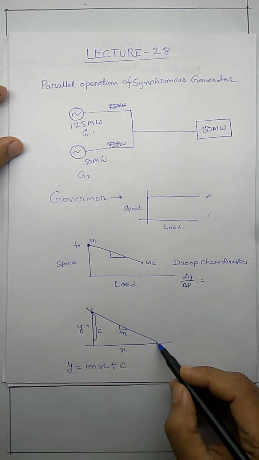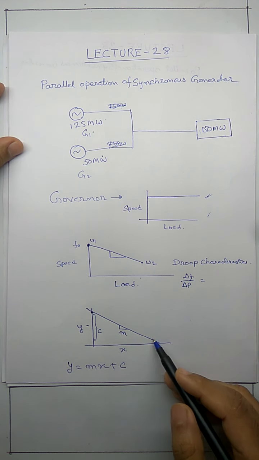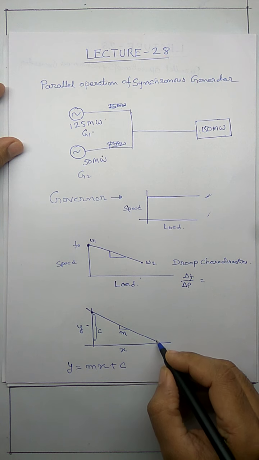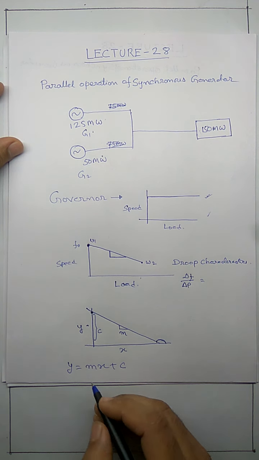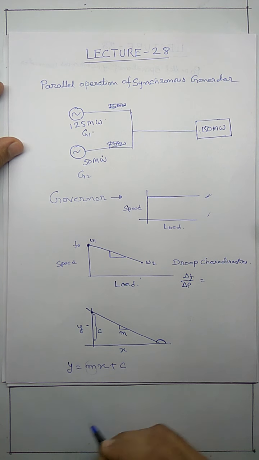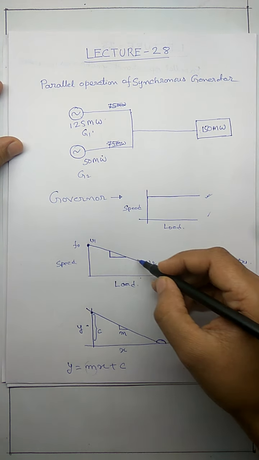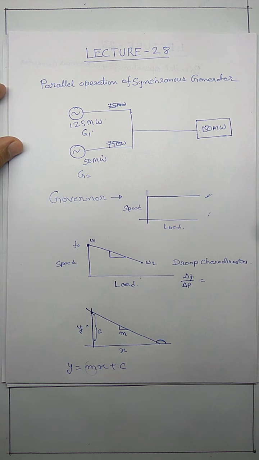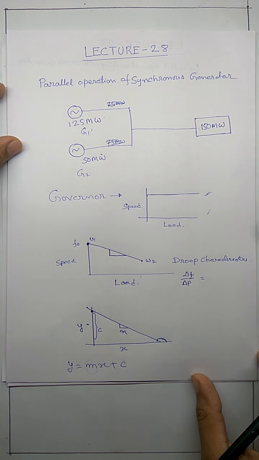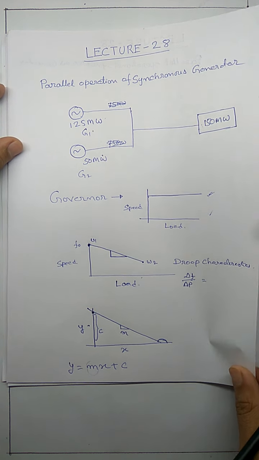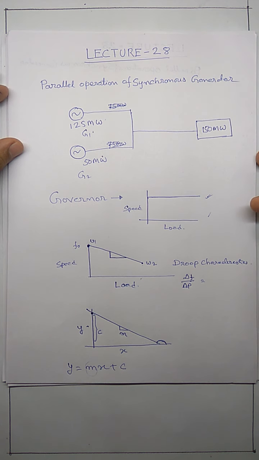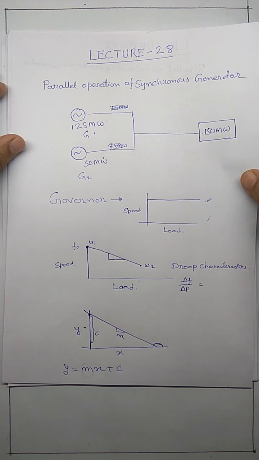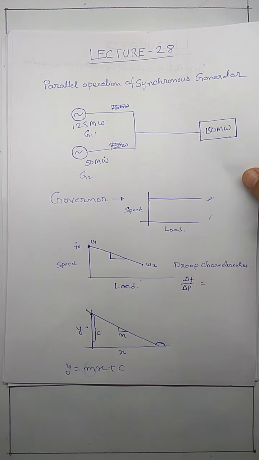Now one thing you need to understand is, what is the slope of this line? It's negative because this angle is obtuse angle, so tan of this angle is negative. So the slope here will be negative. So here in this droop characteristics, the slope is negative. Let's take a numerical and try to understand how this knowledge of straight line can help us in solving a problem on parallel operation of synchronous generator.